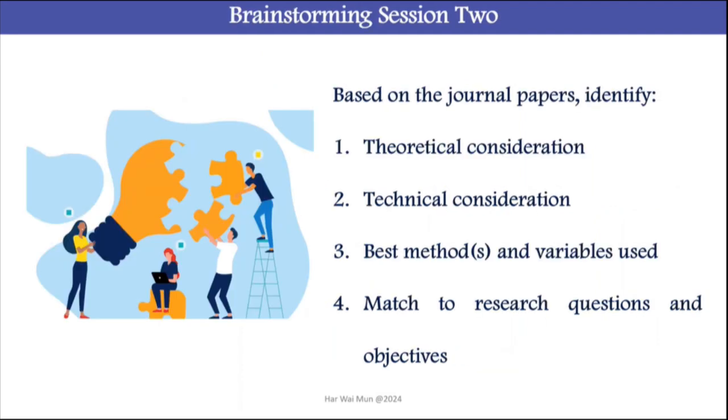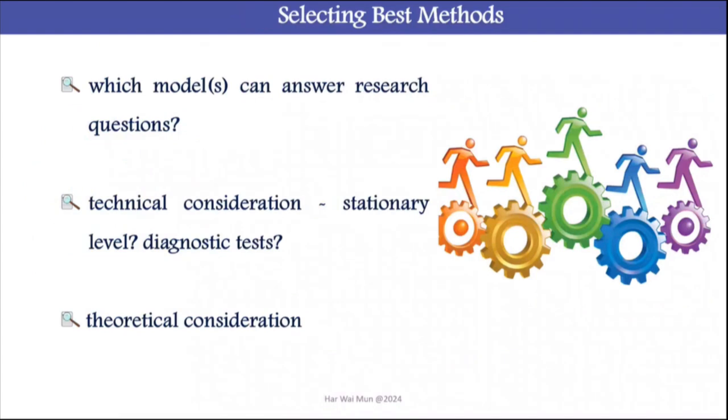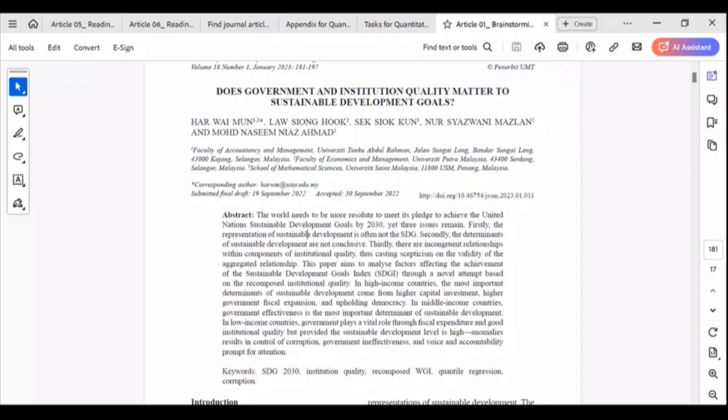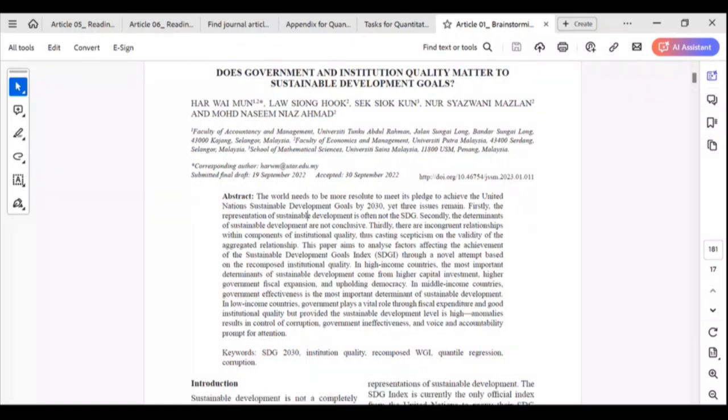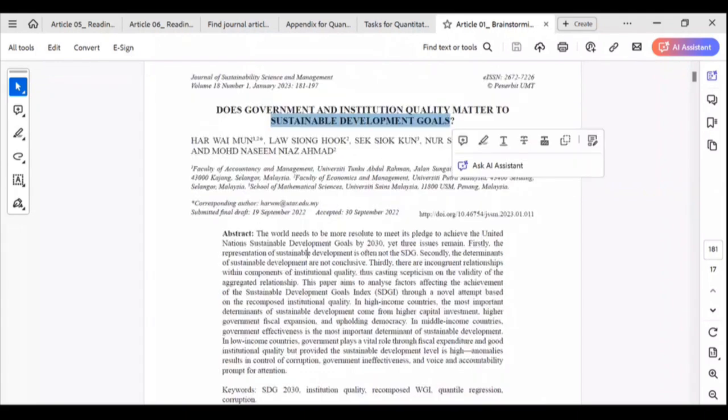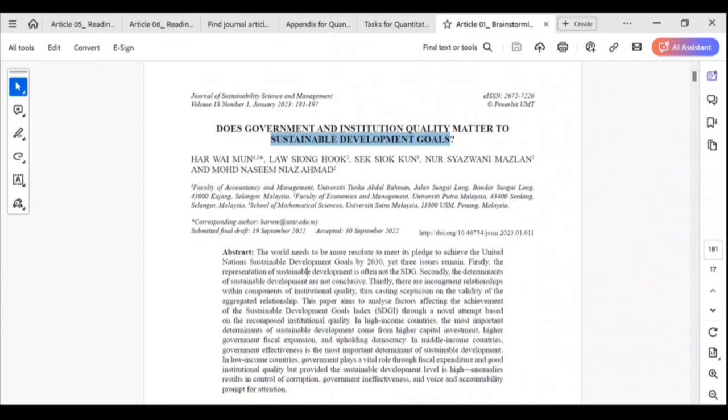Wait, let me share with you another thing. Okay, let me take this paper, one of my papers: Does government and institutional quality matter to the sustainable development goal? So here, the sustainable development goal is your dependent variable. Can you see? Dependent variable means what? The variable that is affected by others. I mean, other variables can actually affect it. So the independent variable is government and institutional quality.